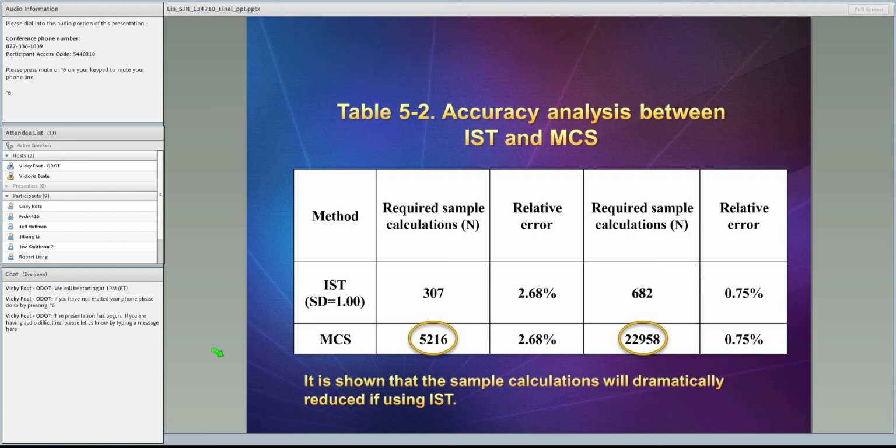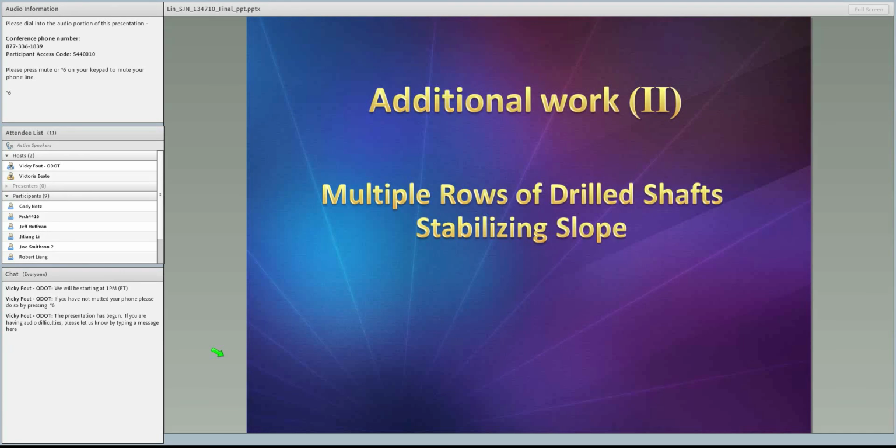The other one is the force applied to the drill shaft is excessively, very, very large. If we're using one row of drill shaft, then we have to use another multiple rows of drill shaft to separate the load.